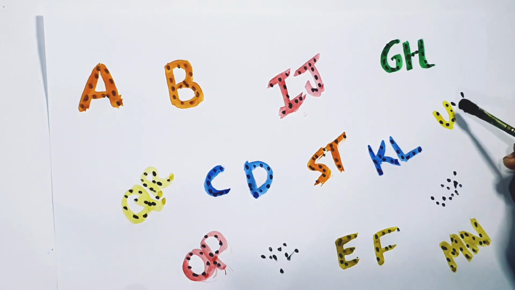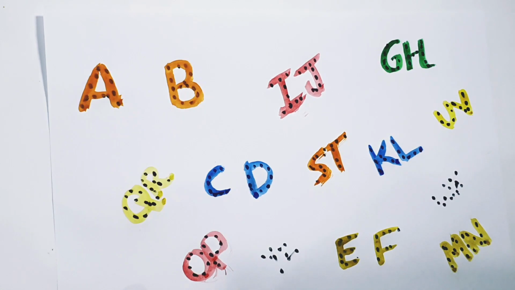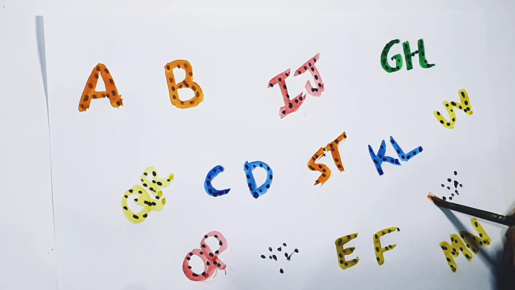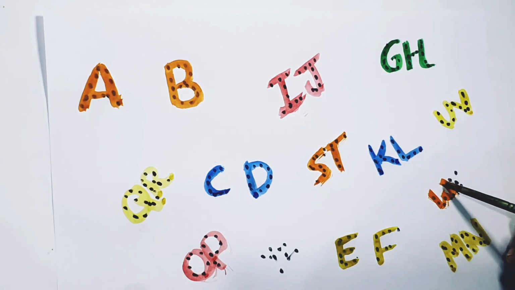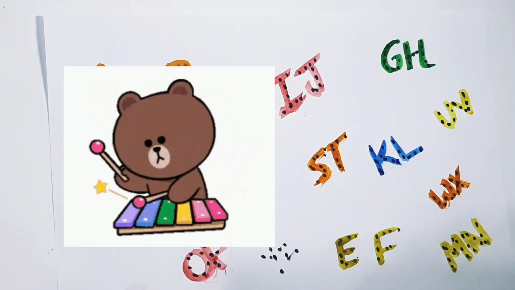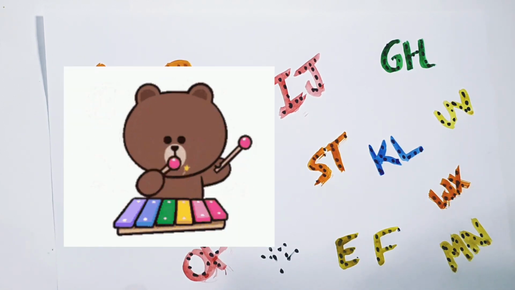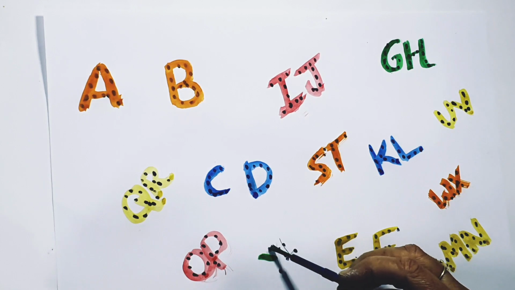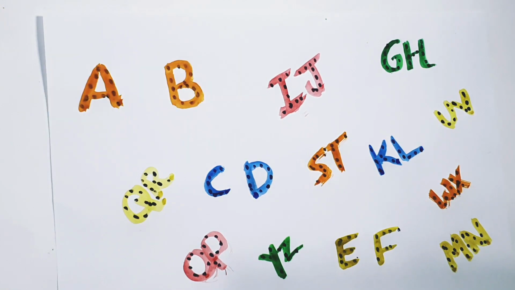U for unicorn. V for village. W for water. X for xylophone. Y for yak. Z for zebra.